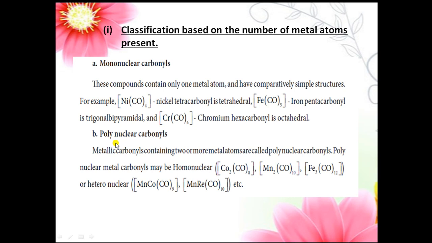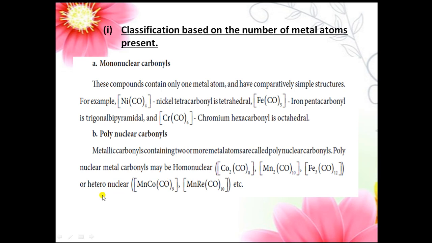The next one is the polynuclear carbonyl. In that, two or more metals are attached with the ligand, and the ligand here is carbonyl. Again this is divided into two types, homonuclear and heteronuclear. Homonuclear means the two metals are both cobalt, here both metals are manganese, here all three metals are Fe only. The same metal is attached to the carbonyl. That one we call homonuclear.